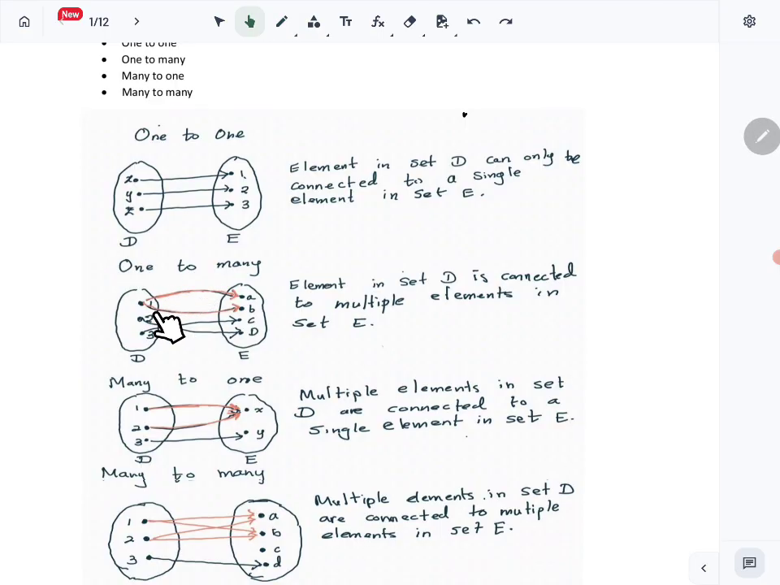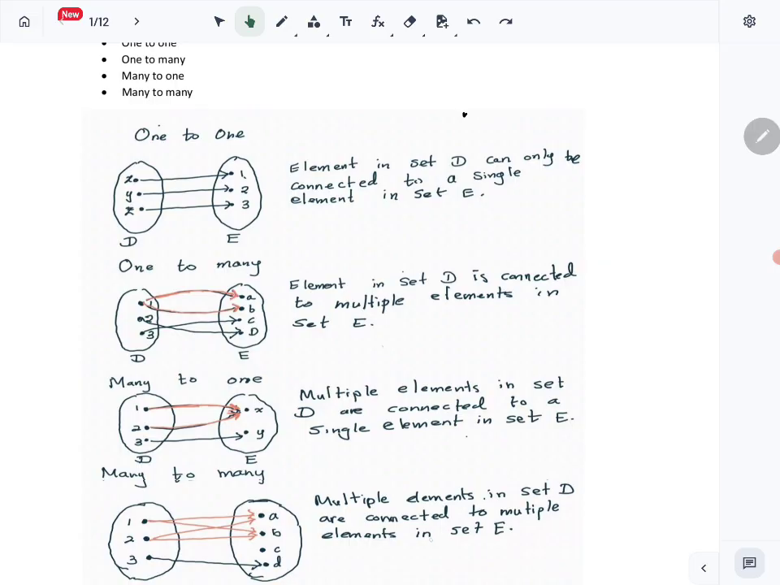Then what is one to many? As the name suggests, one element can now be connected to many elements in the second set. So an element in set D is connected to multiple elements in set E. This type is called one to many. Then we have many to one. As the name suggests, many elements in set D can be connected to a single element in set E. So multiple elements in set D can be connected to a single element in set E, right?